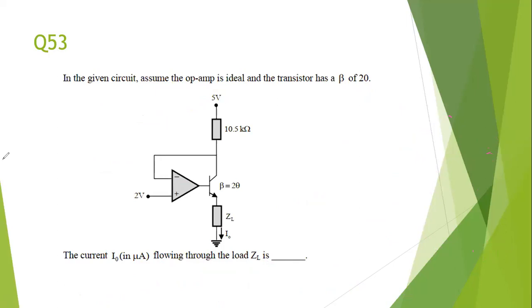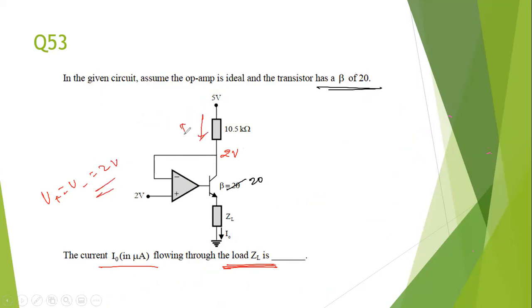In the given circuit, assume the op-amp is ideal and the transistor has a beta equal to 20. So the transistor has beta equal to 20. The current I0 through the load ZL. What is the value of I0? So this is 2 volts, because V plus equal to V minus. This is equal to 2 volt.